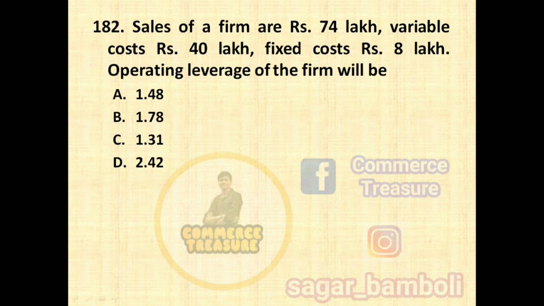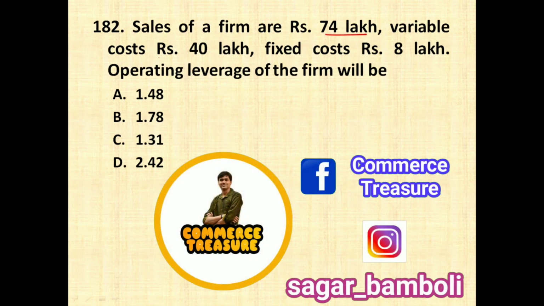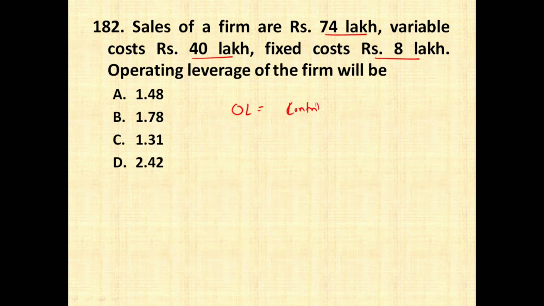Sales of a firm are ₹74 lakh, variable costs are ₹40 lakh, fixed costs are ₹8 lakhs. Operating leverage of the firm will be? So the operating leverage formula is operating leverage is equal to contribution divided by EBIT, that is earnings before interest and tax. So contribution is nothing but sales minus variable cost, and EBIT is nothing but contribution minus fixed cost.